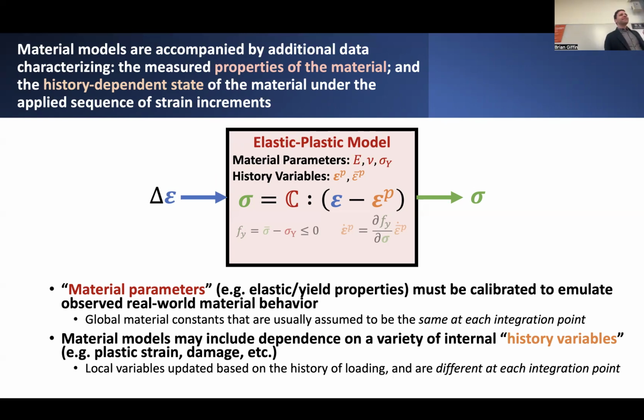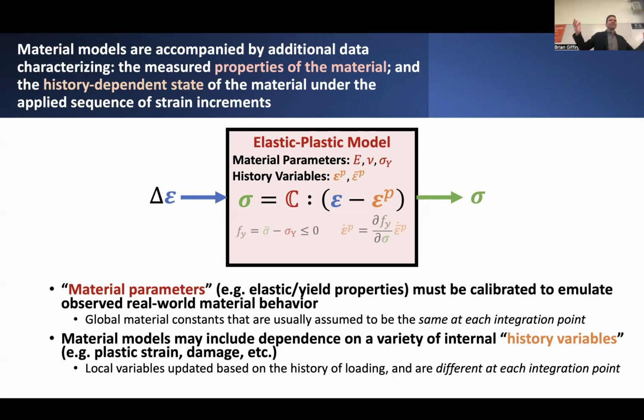The first collection of data that you might associate with a material model are what I'll call material parameters. These are things that you're probably familiar with in the case of linear elasticity. Material parameters for a linear elastic model really just refer to things like the Young's modulus and the Poisson's ratio. They characterize effectively the stiffness properties of the material, and they are assumed to be material constants.